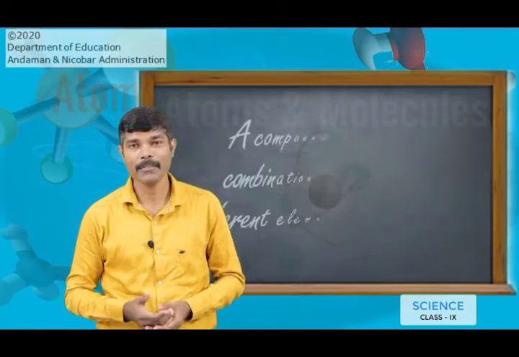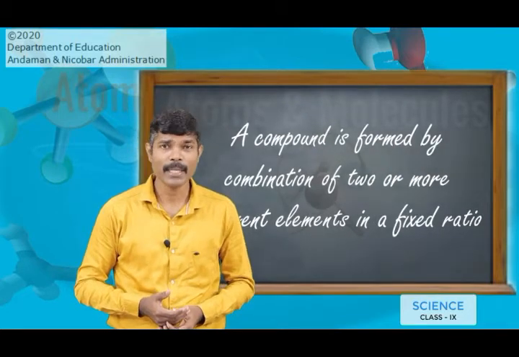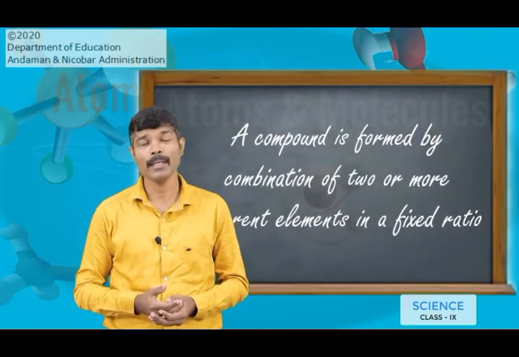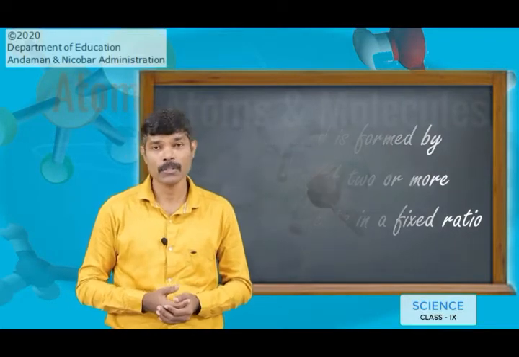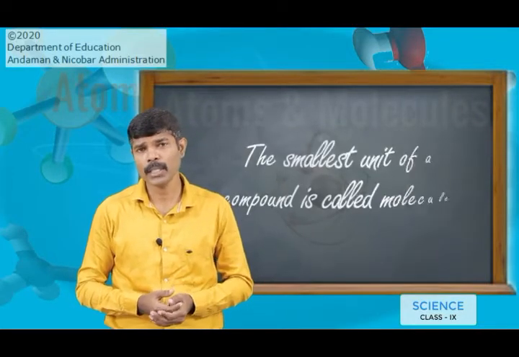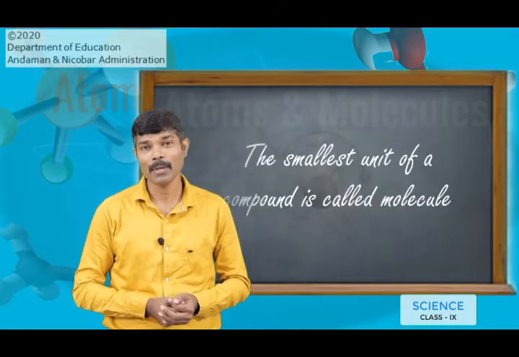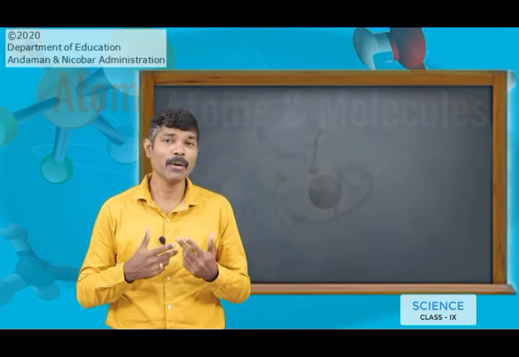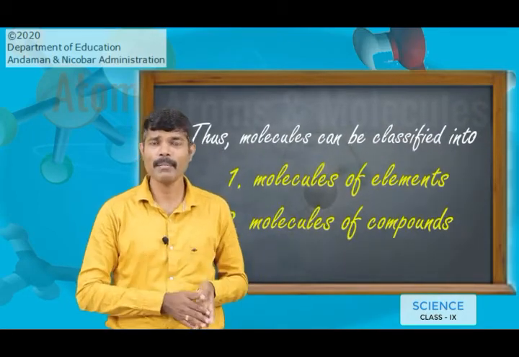And in the later section we have seen the molecules of compounds. We know that a compound is formed by the combination of two or more different elements in a fixed ratio, and we have also seen that the smallest particle of a compound is a molecule. So we classified molecules into different categories: one is the molecules of elements and another one is the molecules of compounds.